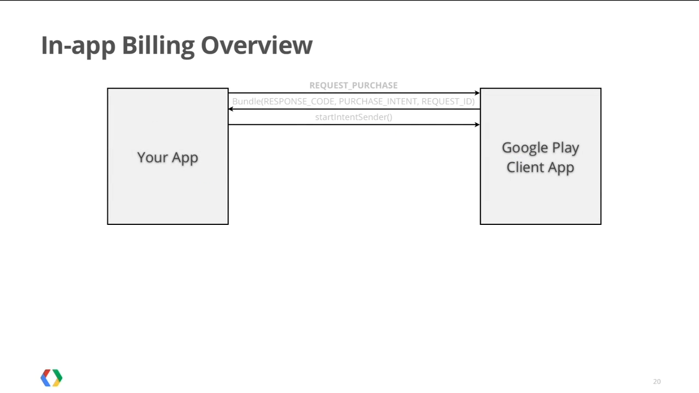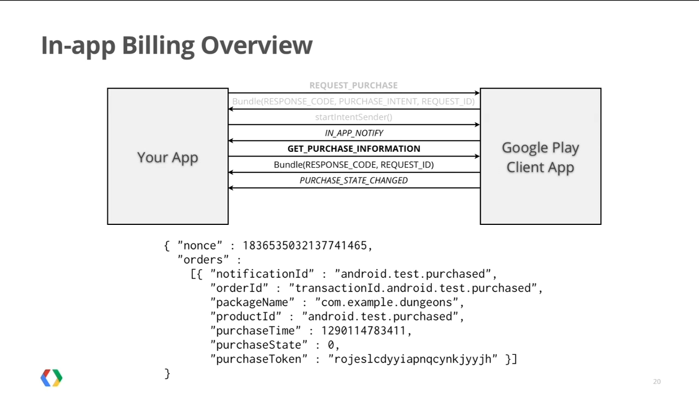And when the transaction is completed, it could mean it actually went through or the user somehow canceled, you get a broadcast intent. The broadcast intent is called in-app notify. Once you get that, you as an application can now send another billing request to get the purchase information, right? So Google Play tells you, hey, the transaction is done, now go get that purchase information.